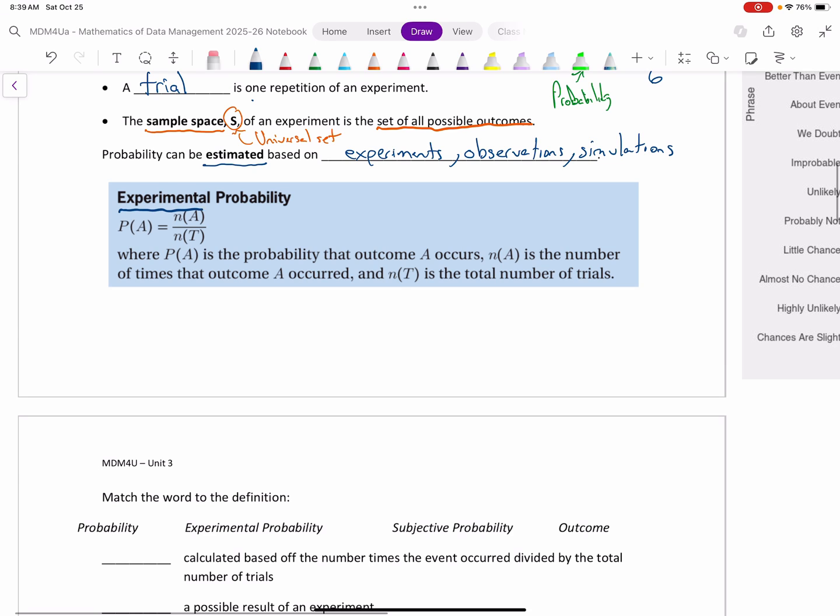So if we're talking about experimental probability, it looks really similar to theoretical. But we've got the probability, which we said earlier, so this is P, of a certain event A. And then this represents the number of ways A can occur.